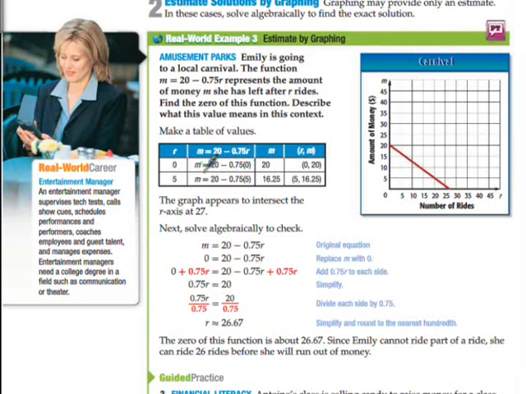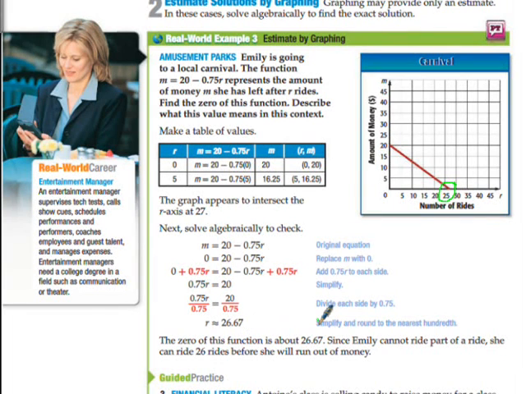So we have this function, we put 0 in for r, and we find out she has $20 left. We put 5 in for r, and we find out she has $16.25 left. And then the graph appears to intersect the r-axis, which is the x-axis, at about 27. Okay, so at about 27. We do the algebra to check it, and we get 26 2/3.